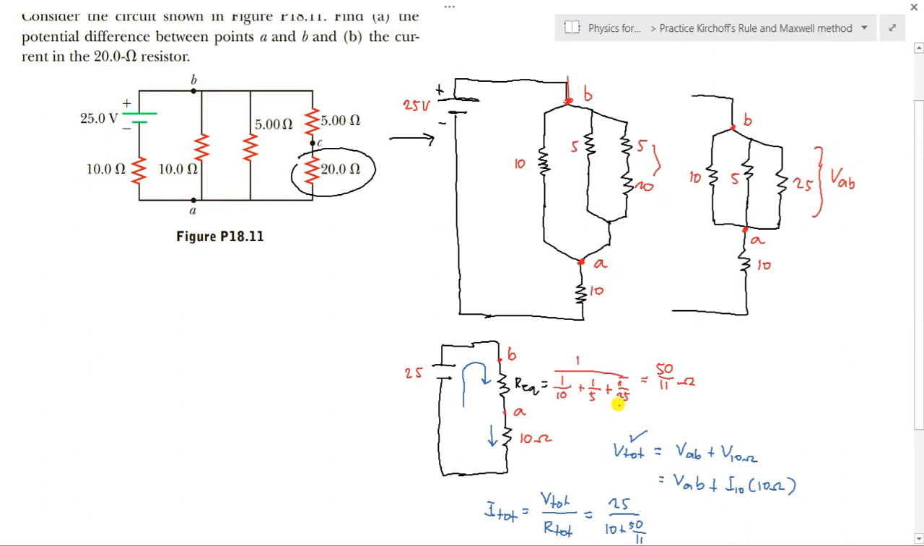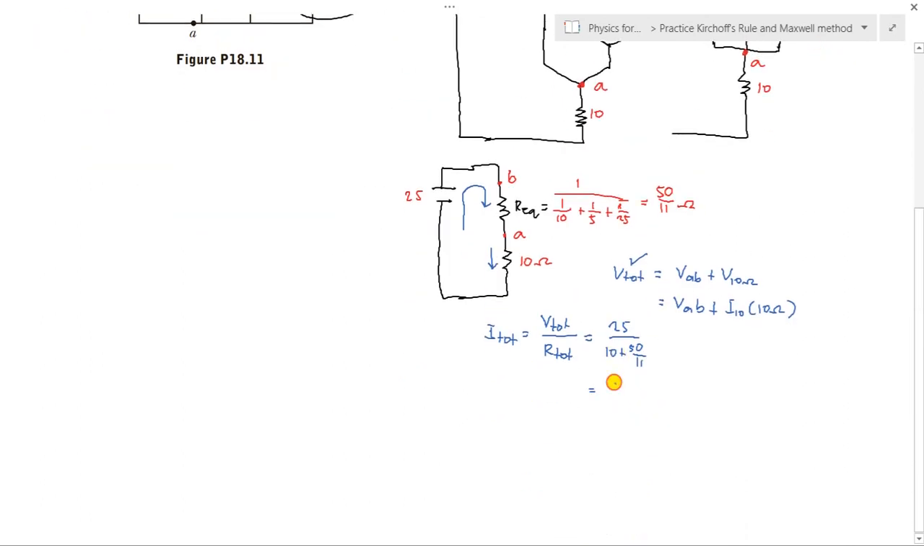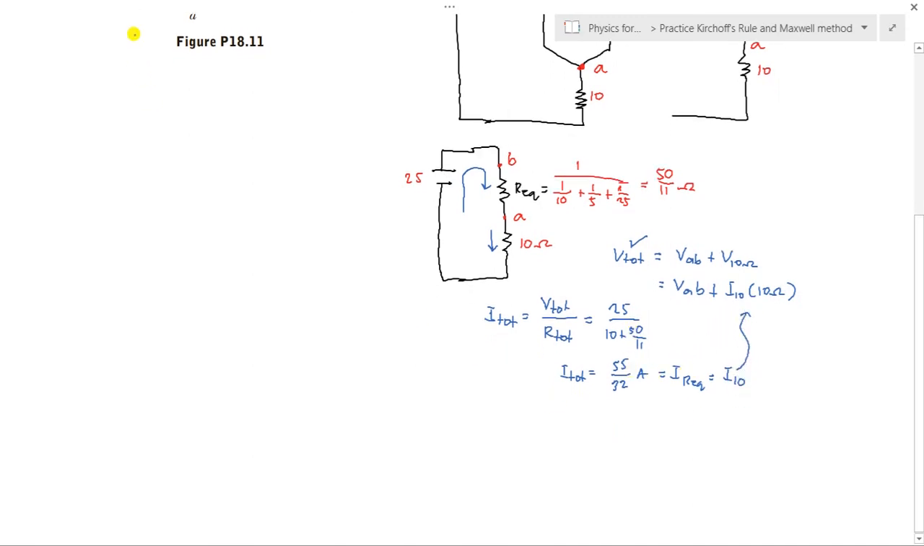So we have here 55 over 32 amperes. That would be our I total, which is equal to the current passing through the equivalent resistor, which is also equal to I10. So therefore we can substitute that in our equation. So this would now become V total is equal to VAB plus I total times 10 ohm.